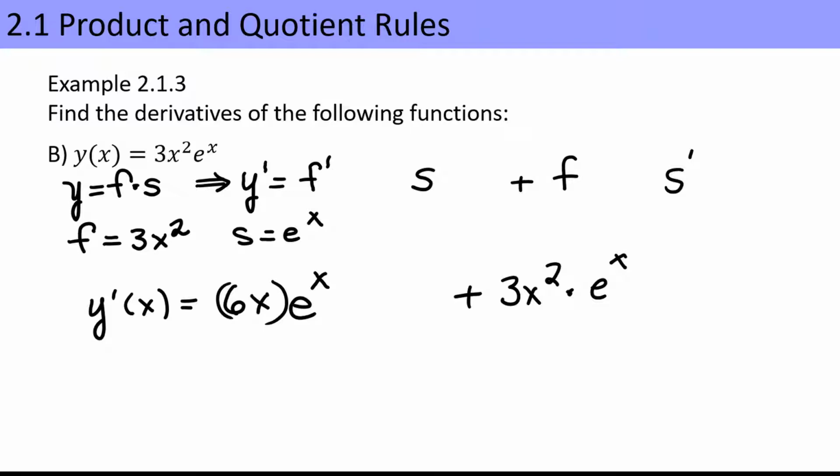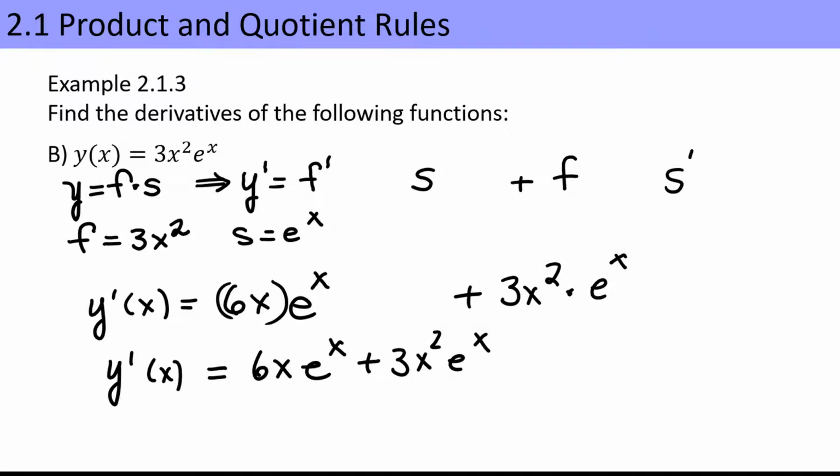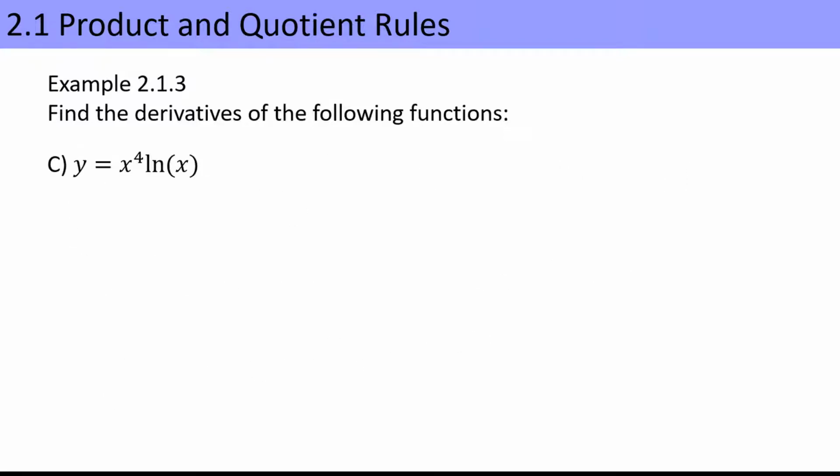Let's see if we can simplify this much. So we would have y prime of x is equal to 6x e to the x plus 3x squared e to the x. Part C, y equals x to the 4th times the natural log of x.